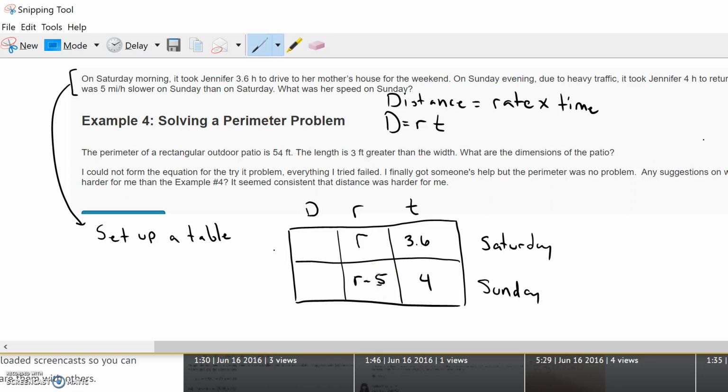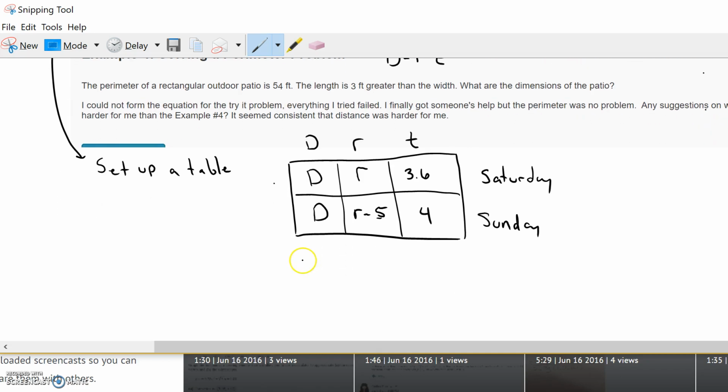Okay, so the other thing, we don't know anything about the distance. It didn't say anything about that, so let's just call it D. It's the same distance for Saturday as it is for Sunday, so we'll just call it D. So now that we have the table filled out, distance, rate, and time for each one, we can make equations. So the equation for Saturday would be D is equal to R times 3.6, right, for the distance equals rate times time. And the equation for Sunday would be D is equal to R minus 5 times 4.